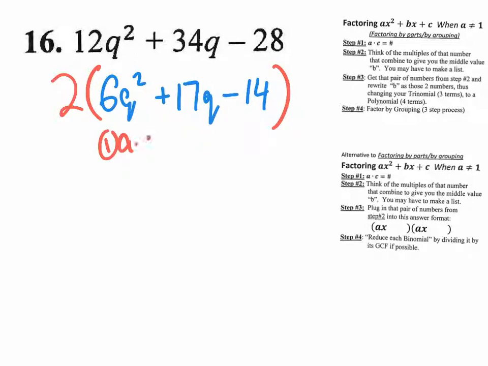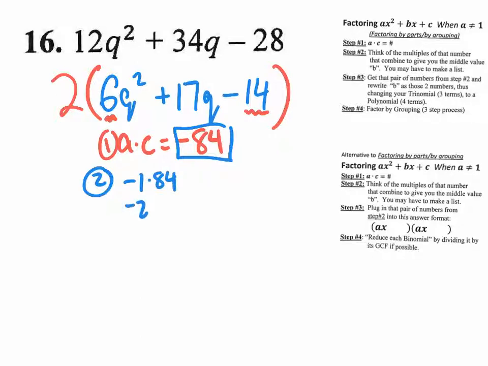Step 1, A times C. A is 6, C is negative 14. So that's negative 84. That's our A times C value. Now we're going to think of the multiples of negative 84 that combine together to give us 17. So I'm just going to start with the negative 1 times 84. Or negative 2 times 42. Or negative 3, that doesn't work, right? Negative 4 times 21.